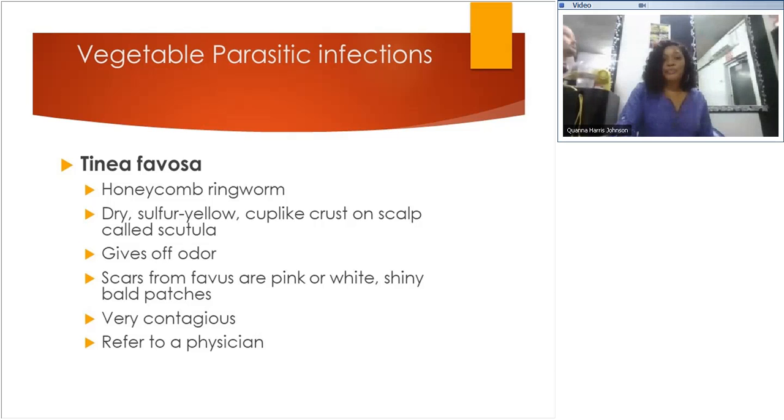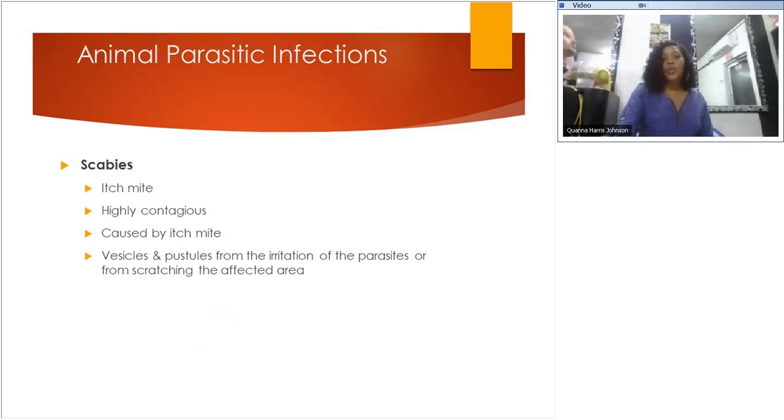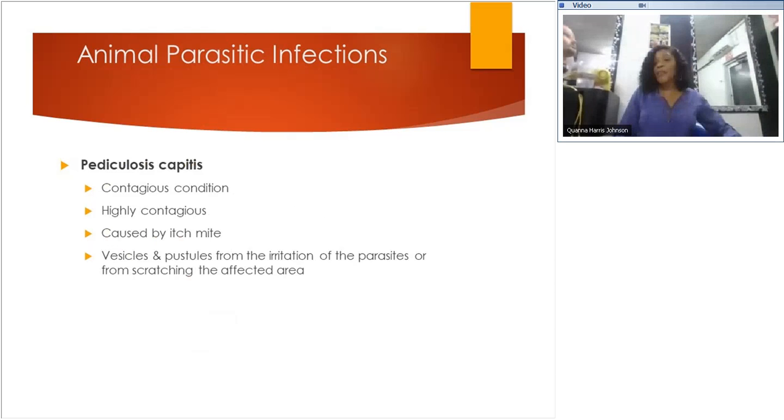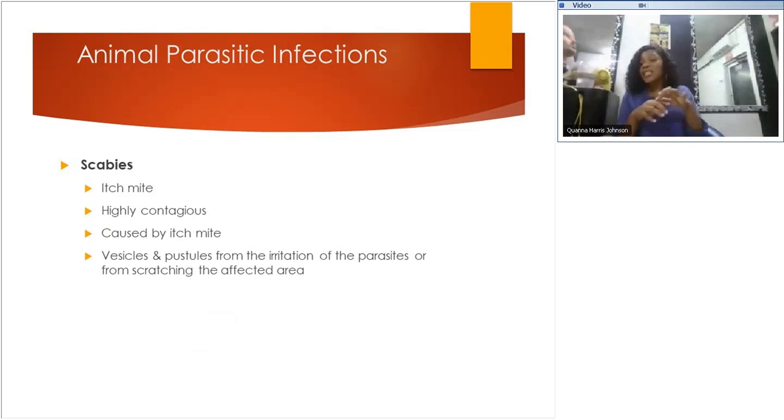Then we have your animal parasitic infections. We have scabies, caused by the itch mite, and it's highly contagious. This small insect will bury itself under your skin and cause pustules or small blisters along your skin. You should not attempt to treat a person with scabies. You should refer this person to a physician also.